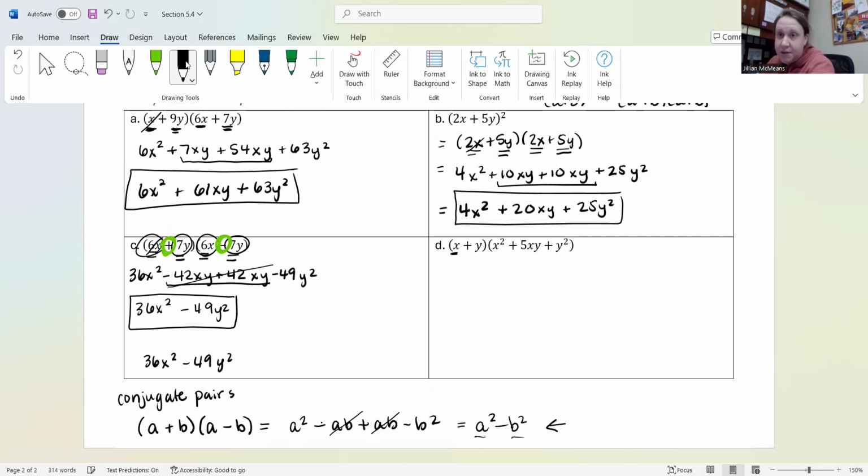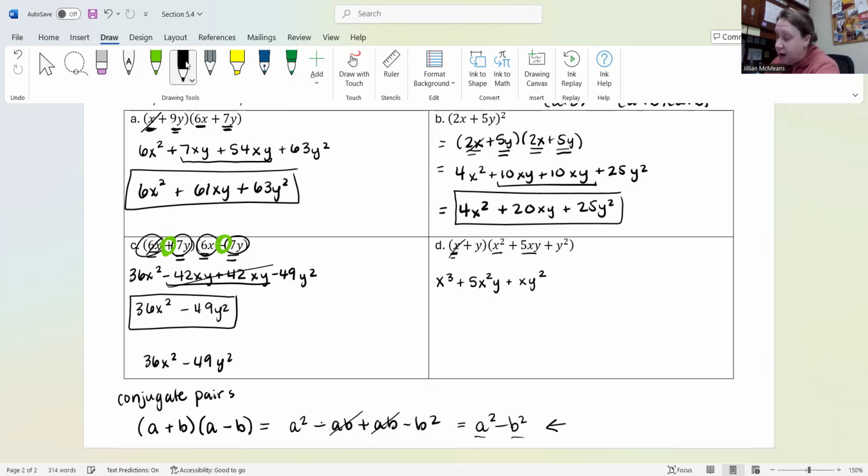We're going to start with the x, and I'm going to distribute that x through the trinomial. So x times x squared, well, that's x to the third. And then I get x times 5xy. Well, 1 times 5 is 5. X times x is x squared, and then just leave the y. Okay? And then x times y squared is xy squared. Okay? So we're finished with the x. We don't need it anymore.